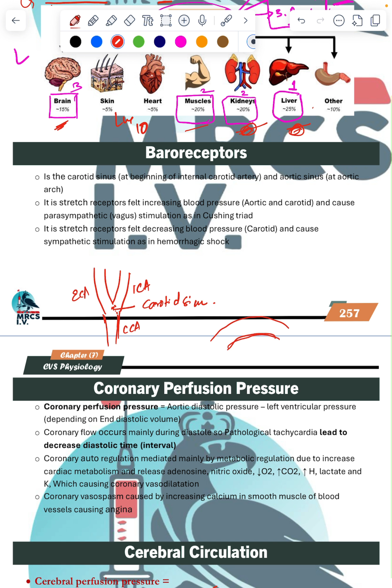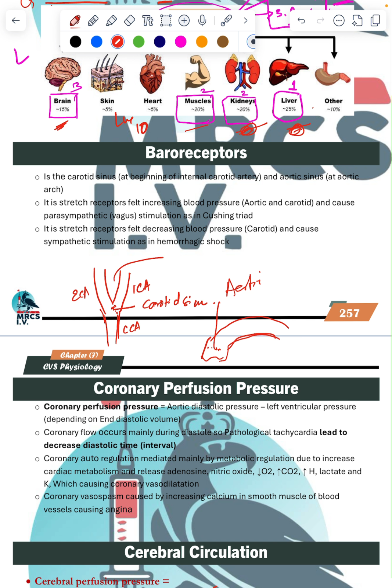This is the arch of aorta. So these are the aortic baroreceptors, and these are the carotid baroreceptors. The aortic and carotid ones have stretch receptors that feel increasing blood pressure. Whenever there is stretch, they detect the pressure as well as the partial pressure of oxygen. Two things: they detect the pressure, they get stretched, so it stimulates.